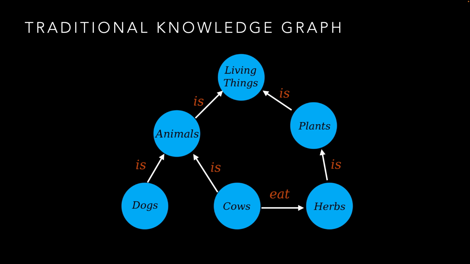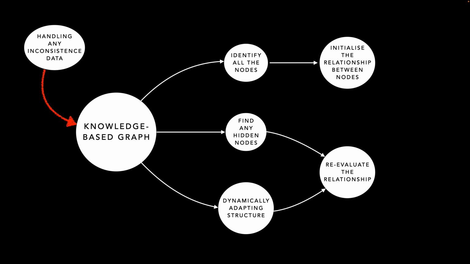Here we can see that dog is an animal, cow is an animal as well, and animal is a living thing. Same as herb is a plant and plant is a living thing. But also cow eats herb. So as you can see, the arrow shows the relationship, and the nodes contain the subjects. In my case, I'm trying to make a dynamically adapting structure.